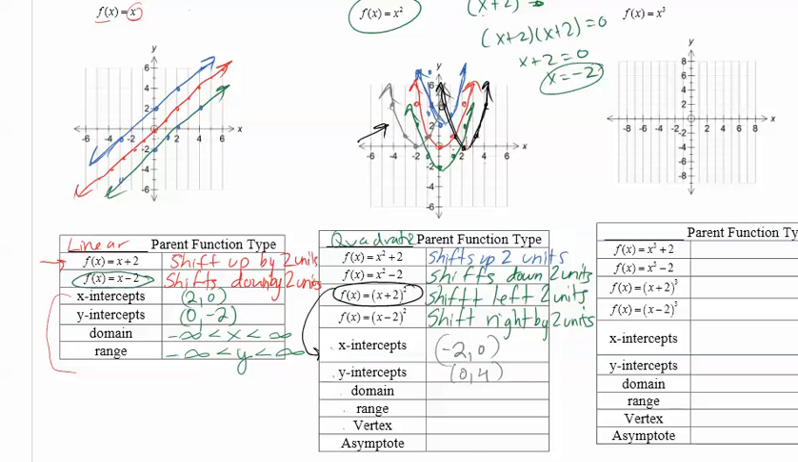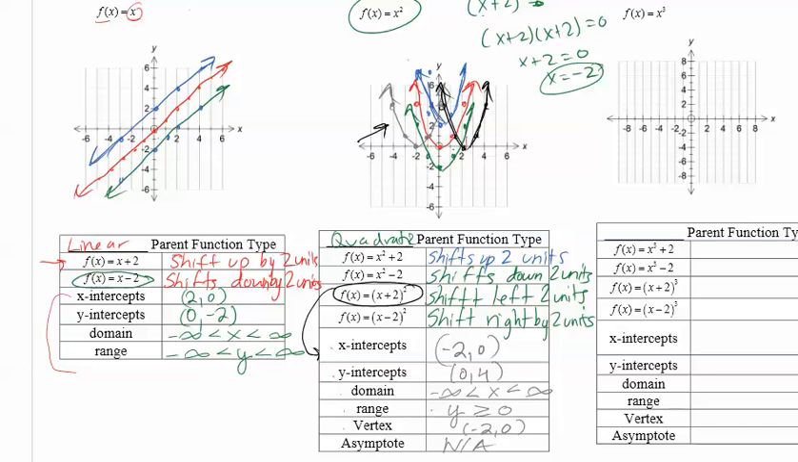And the domain, that pretty much stays the same. Negative infinity is less than x, which is less than infinity. And the range actually stayed the same because it did not shift up or down. Okay, so the range is still y is greater than or equal to 0, just like it is for the parent function. And then the vertex is actually now the x-intercept, so negative 2, 0. And then the asymptote, well, that doesn't apply to this function, so you can just put not applicable. Okay, so these are the features for the gray function.